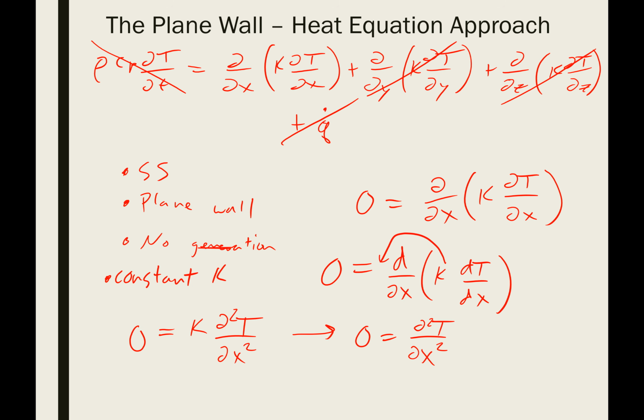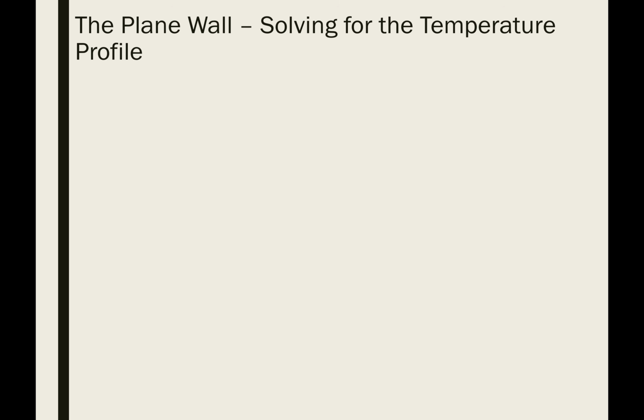Okay, so once we have this equation, 0 equals the second derivative of our temperature with respect to x, now we can just solve it for temperature. So we've got 0 equals the second derivative of our temperature with respect to x. Okay, so what do we do first? Okay, so we would, let's do a separation.